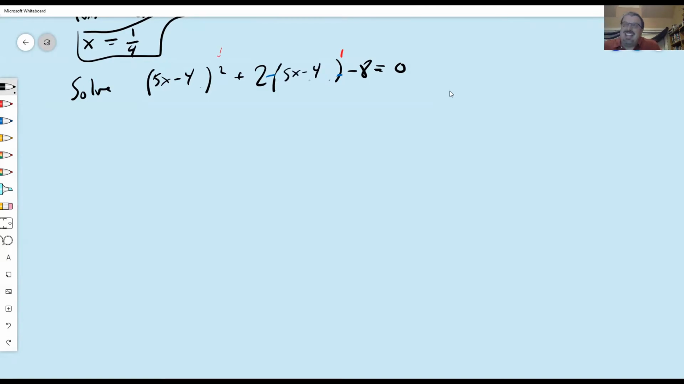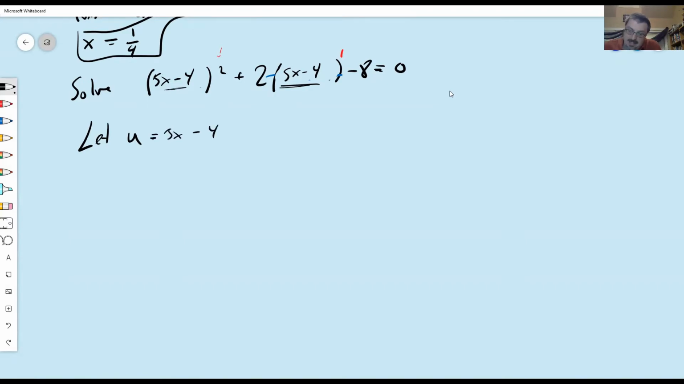Substitution just makes it a little easier to see. So you're going to say to yourself, let's just choose some variable u, and let's replace these two little things here. So what if I call, instead of saying 5x minus 4, what if I say u equals 5x minus 4?